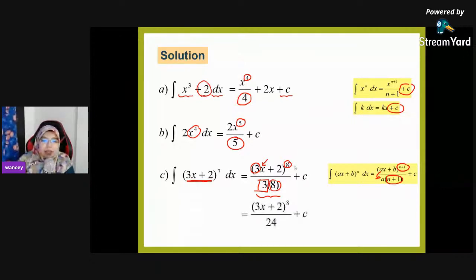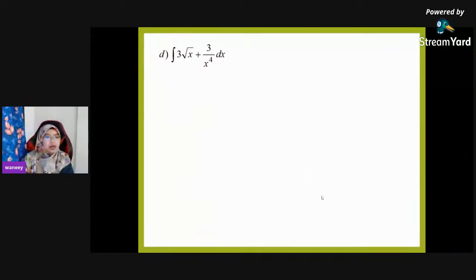So it will become 3x plus 2 to the power of 8 over 24 plus C. Done with C. So now D. Okay, so we got 3x to the power square root of x. So 3 square root of x plus 3 over x to the power of 4 dx.